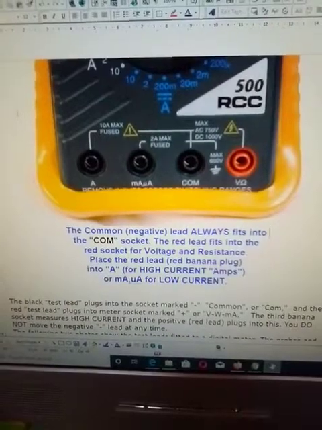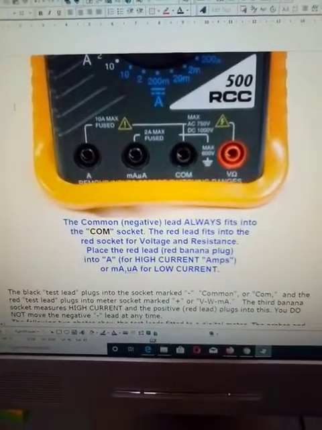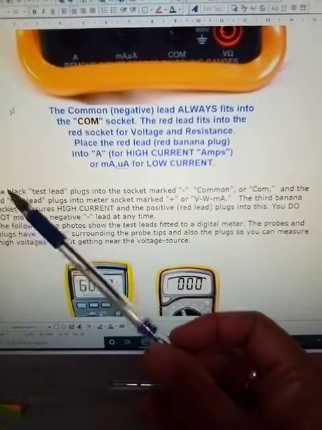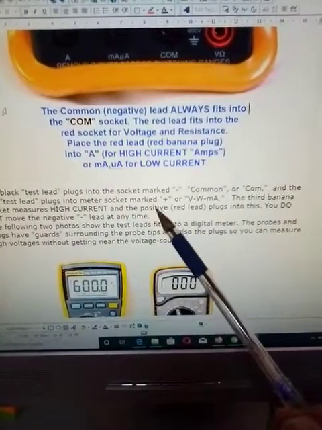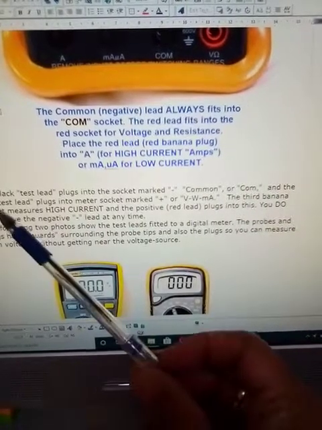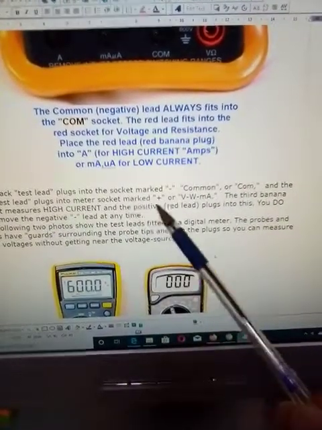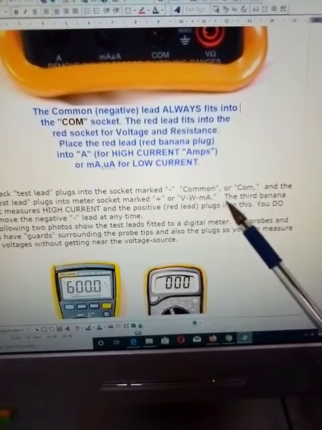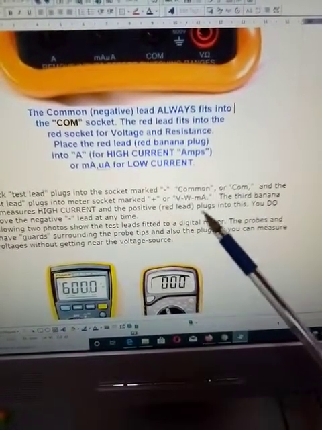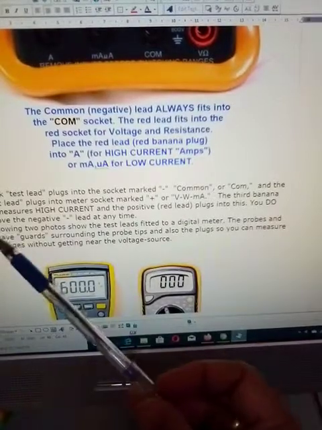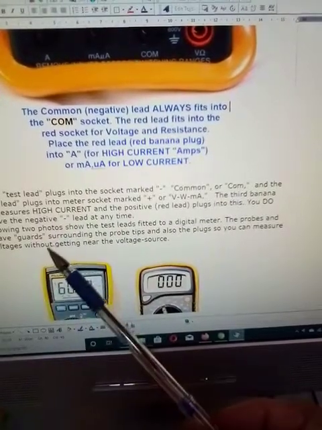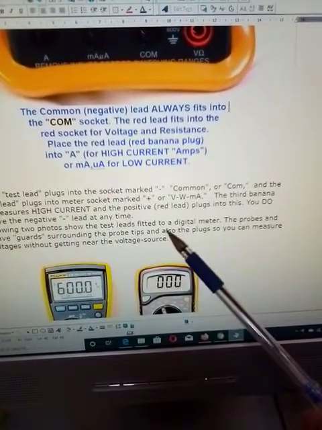Okay, now just panning out so I can get the main text in. Now the black test lead plugs into the socket marked with a negative, common or COM, and the red test lead plugs into the meter socket marked positive or VΩmA. The third banana socket measures high current, and the positive red lead plugs into this. You do not move the negative lead at any time. The following two photos show the test leads fitted to a digital meter.